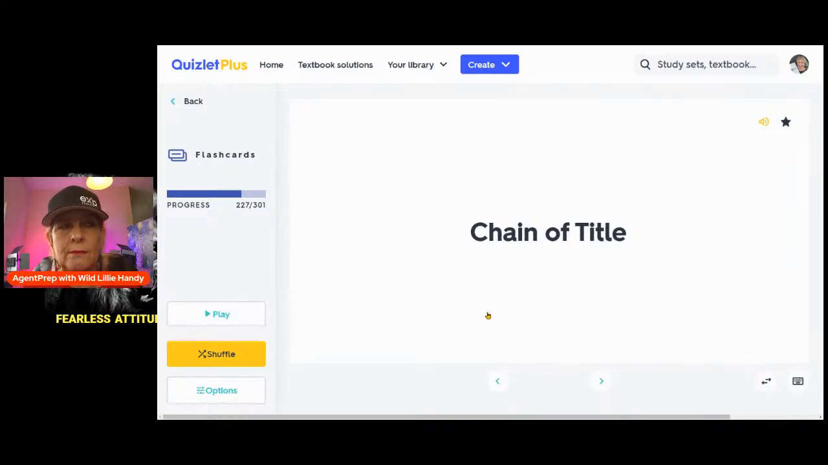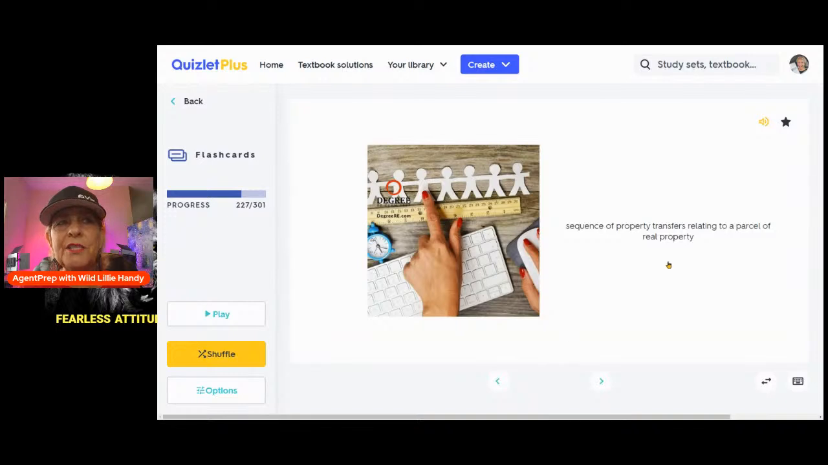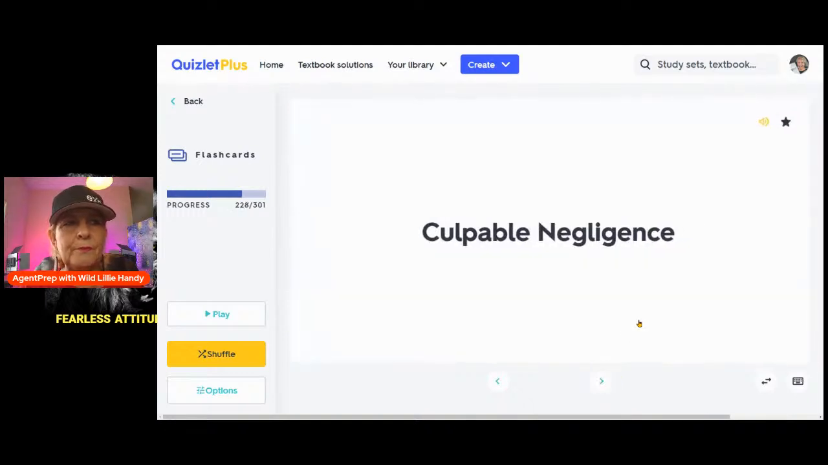Chain of title. So we talked about abstract title, now chain of title. It is a sequence of property transfers relating to a parcel of real property. So you see all the little people on there on the paper, great cutter. They transfer the property from left to right. And every time it's transferred, there is history. They find out if there are any liens, encumbrances, loans, judgments, anything like that. Taxes due. Culpable negligence.